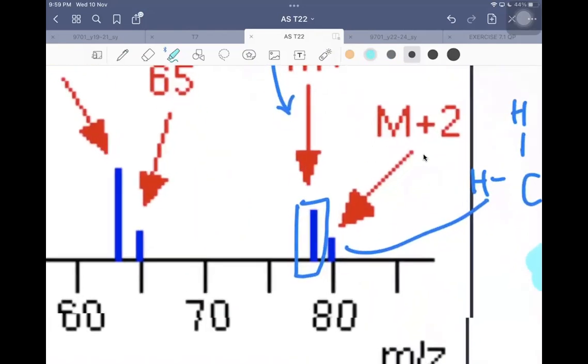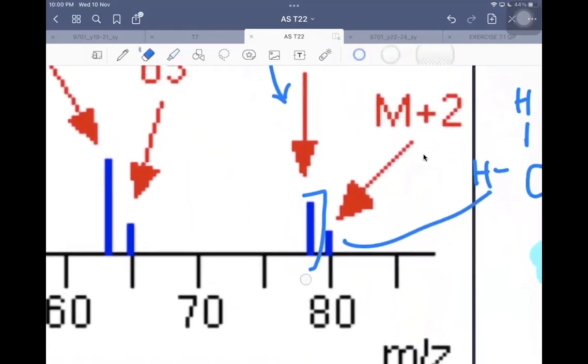Now, another thing is that I want to look at the relative abundance. How do I know if it's bromine or chlorine? If you look at these 2 peaks, the M+ peak and the M+2 peak, their relative abundance is about 3:1. The heights are about 3:1. Obviously this is 3, this is 1. Why do I use the 3:1 ratio? Because I've only got 1 chlorine atom. If I've got 2 chlorine atoms, then I will use 9:6:1.